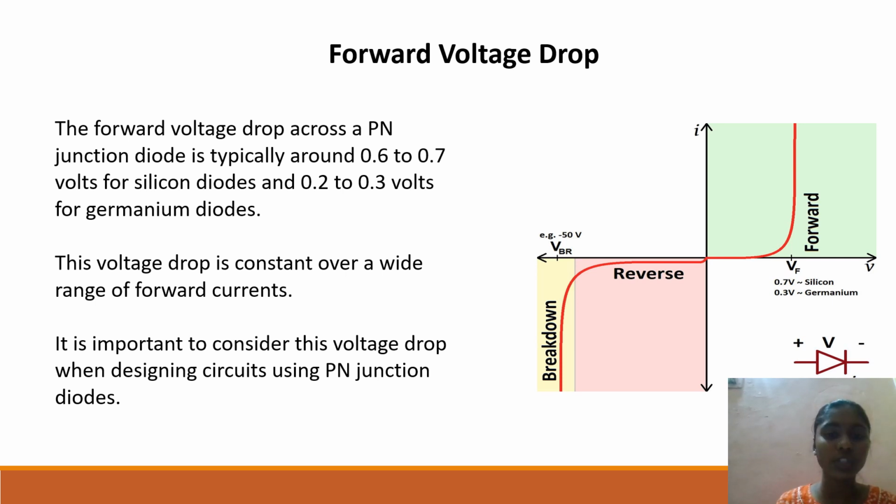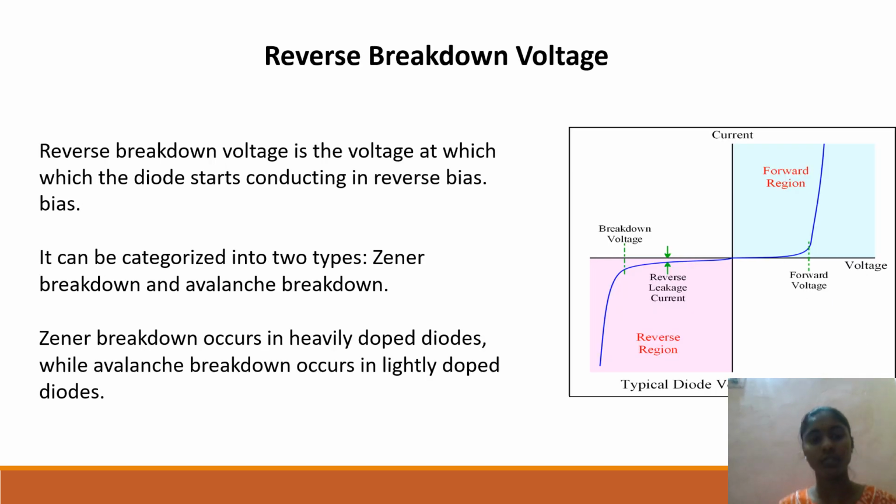Forward voltage drop. The forward voltage drop across a PN junction diode is typically around 0.6 to 0.7 volts for silicon diodes and 0.2 to 0.3 volts for germanium diodes. This voltage drop is constant over a wide range of forward currents. It is important to consider this voltage drop when designing circuits using PN junction diodes.